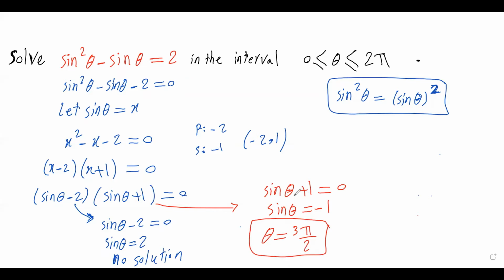Or you can use your calculator. You can say inverse sine of -1, and your calculator will give you the answer, which is 3 pi over 2. So basically, this is our solution. Our solution for this question is theta equals 3 pi over 2.